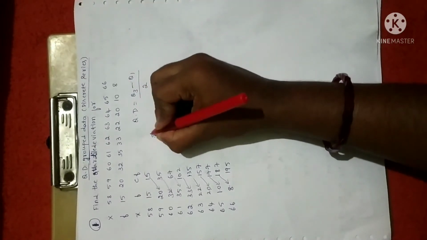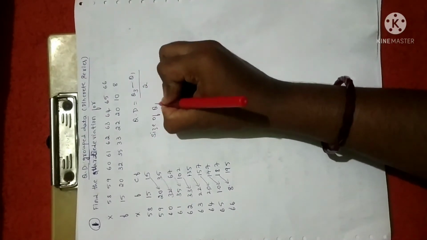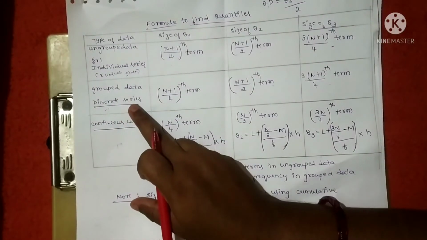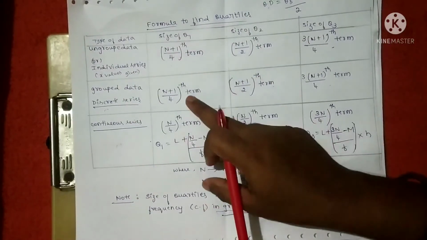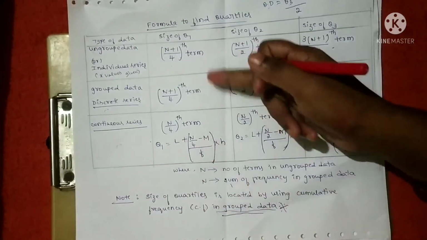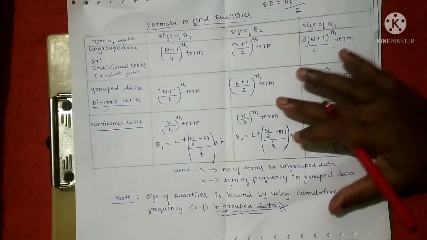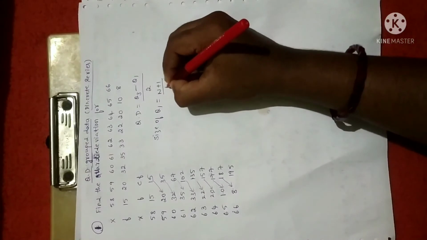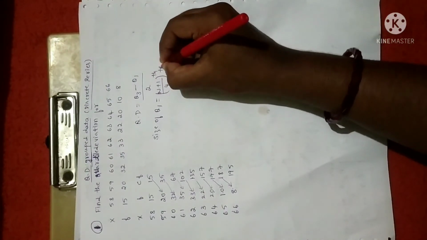Right? Now let me find the size of Q1. So here is a formula list. For grouped data, only when it is a discrete series, that is, only when x values are given, the size of Q1 is the same as for ungrouped data. So I am using the same formulas here. Size of Q1 will be given by the (n plus 1) divided by 4th term.